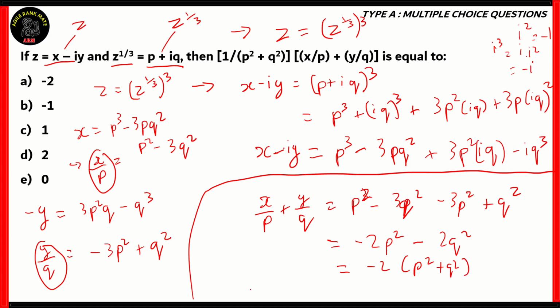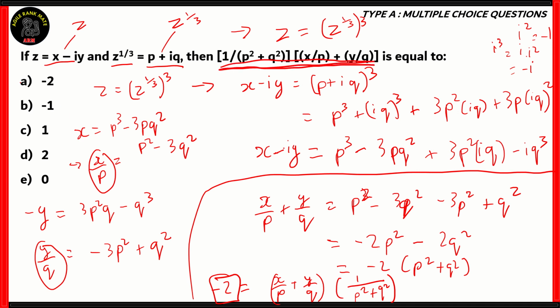So the value of minus 2 will be equal to x by p plus y by q multiplied with 1 over p squared plus q squared. So therefore the value of the question, that is this long expression, is option A, minus 2. So minus 2 turns out to be the right option.